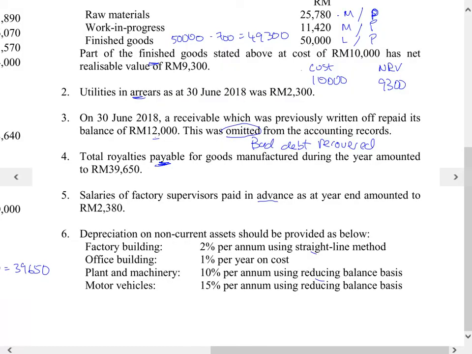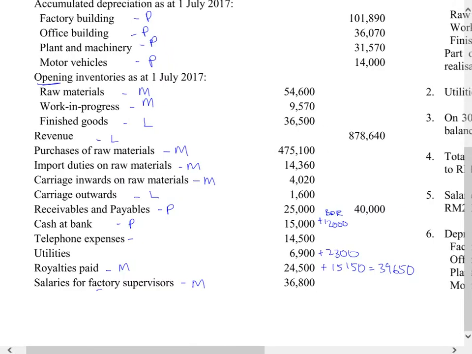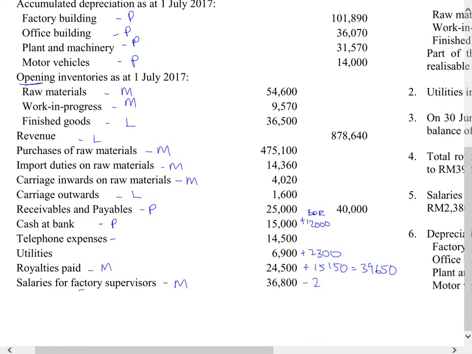Next, number 5. Supervisor salary you have paid in advance, plus or minus? You have paid in advance, prepayment 2,380. Minus. Prepayment, it will appear in my current asset later. Okay.